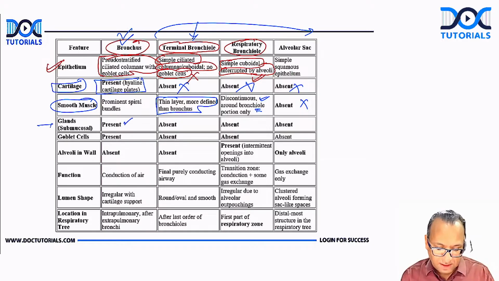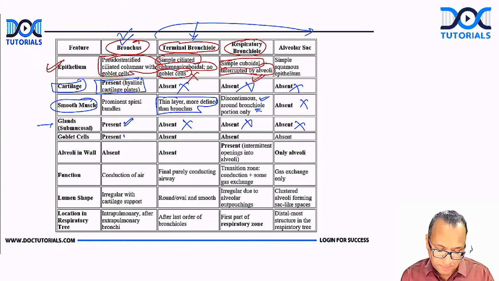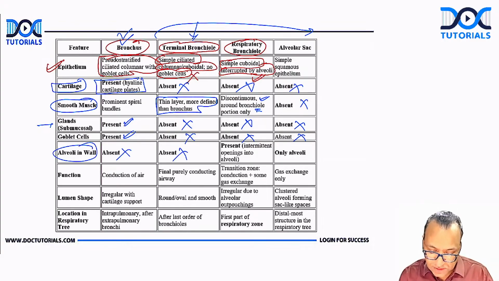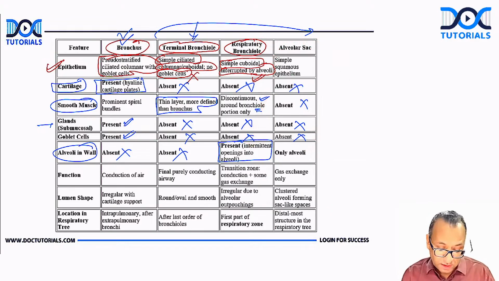What about the glands? Glands are present only in trachea, bronchus or smaller bronchiole. Then they are absent everywhere. As the lumen goes down, you have to reduce the glands. Goblet cells are present in the trachea, bronchus, but not at the level of bronchioles. If you're talking about alveoli in the wall, no alveoli, no alveoli. This is only starting at the level of respiratory bronchiole that you are communicating with alveoli. And of course, if it is alveolar sac, you will have only alveoli. Function, you know, so you can just go through this table. You can pause the YouTube video.